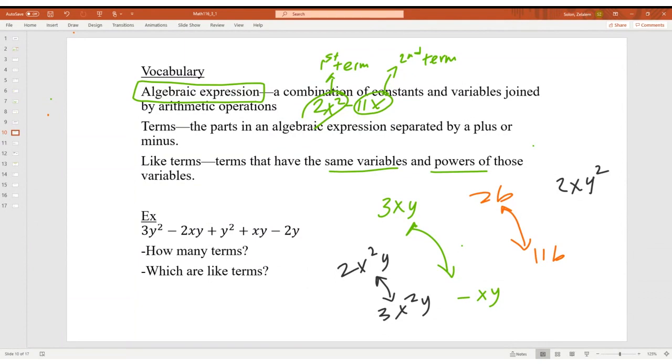Okay, now let's see this example. It says how many terms are there in this polynomial? 3y squared minus 2xy plus xy minus 2y. So if you see here, we have one term, two terms, 3, 4, 5. Any expression which is separated by addition and subtraction gives you a term. So 3y squared is separated by subtraction from 2xy. So we have 1, 2, 3, 4, 5 terms. So this is a 5 terms polynomial.